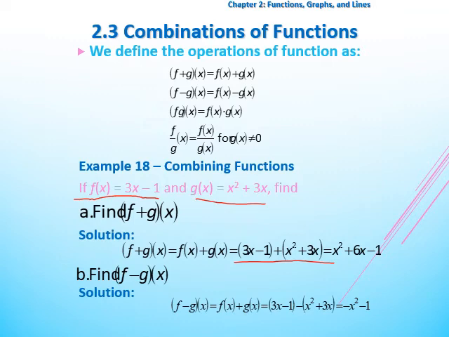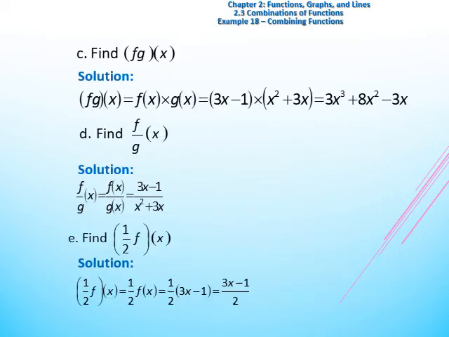Now find the combination for f minus g of x. To get f minus g, take care what is first, f minus g or g minus f, and take care of your signs, please. So simply 3x minus 1 for f of x minus the rule for g, x squared plus 3x. By simplifying it, we can write it in this form: minus x squared minus 1.